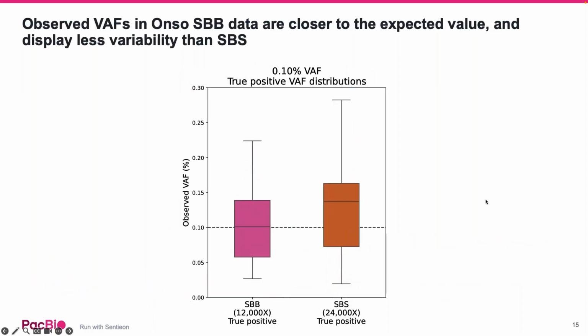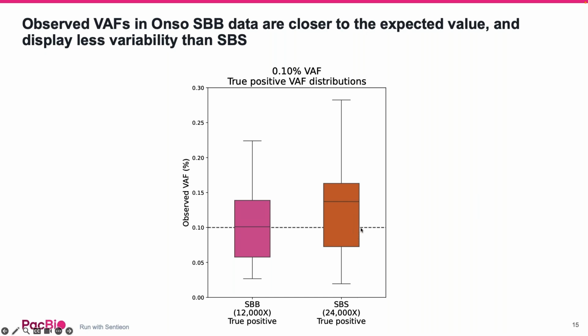So then just a final note here is that SBB also does a better job of estimating the true allele frequency of the variants. So here I'm showing a box plot version of the same data that was shown as points in the previous slide. So then SBB in pink here, the line in the center of the box plot is the mean of the distribution. And so you can see that for SBB, our observed or estimated allele frequency is essentially exactly at that of the samples. This is the 0.1% variant allele frequency sample, and our mean allele frequency is right at 0.1.